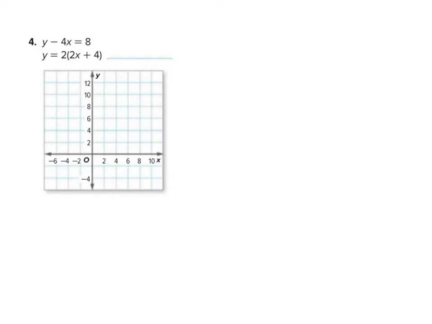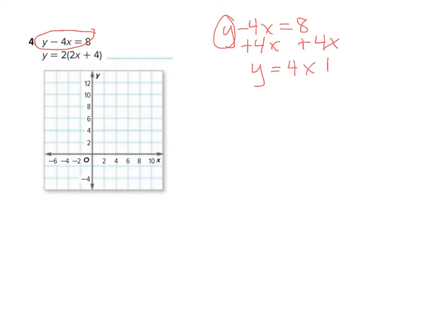Okay, so for equation 2, I have to write both of my lines in slope-intercept form. So y minus 4x equals 8. I can solve for y by putting negative 4x on the right. So if you add 4x to both sides, you can get y by itself on the left. So y equals 4x plus 8. So my slope is 4 and my y-intercept is 8.